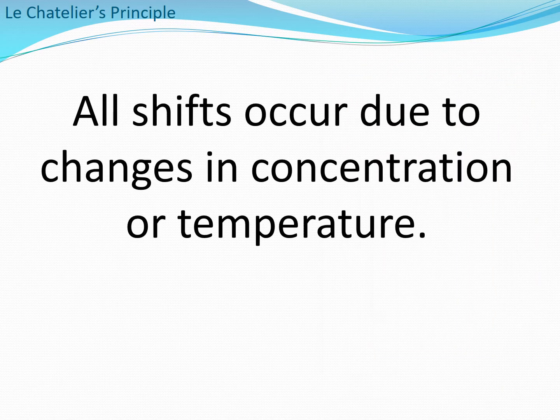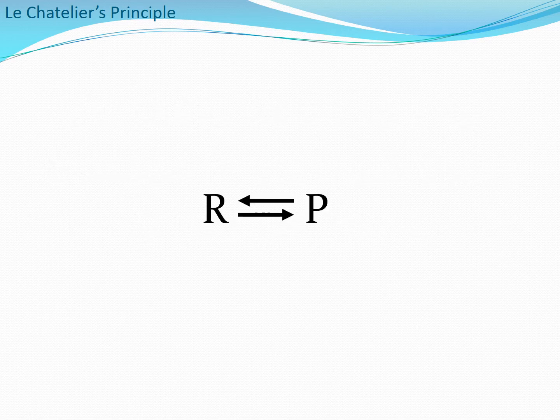Important to remember as we go through this, and we'll talk about this more later in the lesson, all shifts in equilibrium occur due to changes in either concentration or temperature. So here we have a system in equilibrium. Now there's no true reactants or products because the reaction is going both ways at the same time. So both sides are actually reactants and both sides are actually products. But when we refer to a system in equilibrium, whatever we put on the left-hand side we call reactants, and whatever we have on the right-hand side we refer to as the products.